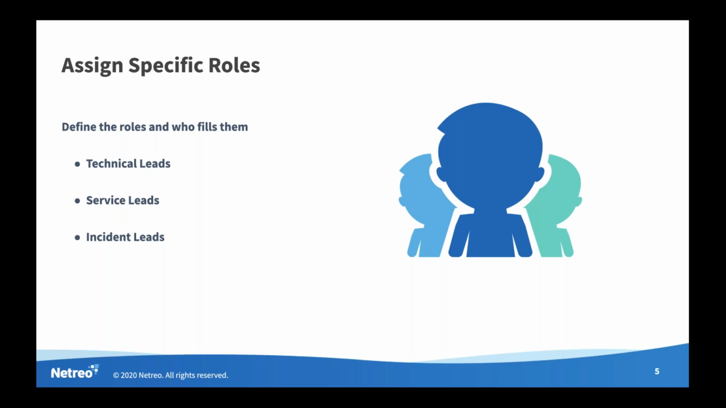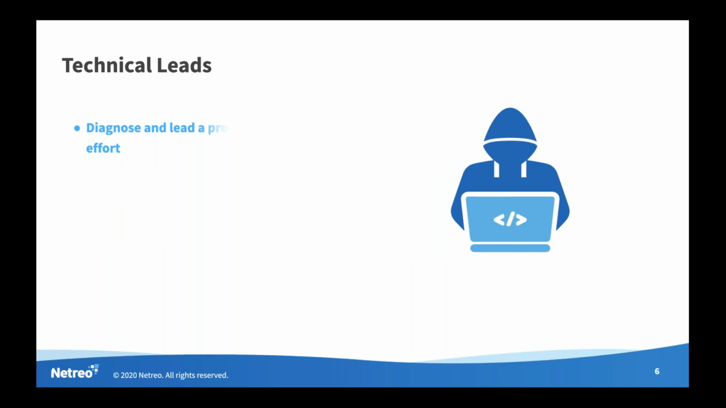Let's drill into what those roles are and what they should be expected to do. So a technical lead is a specialist or a subject matter expert, and their role is to diagnose and lead a problem resolution effort in their component area, like storage or network or DBMS. They must also reach out and coordinate with other technical leads to solve those issues that lie between specialties, like between the database and storage, for example.